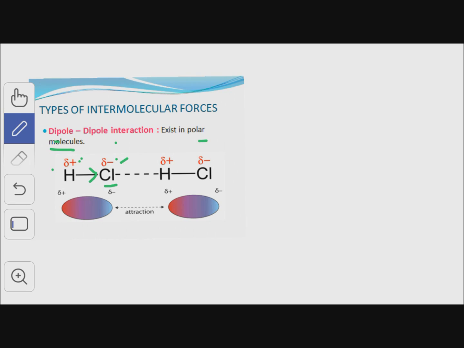And the attraction between Cl negative and H positive is called dipole-dipole interaction, in which two HCl molecules are bonded with the dipole-dipole interaction. This is the dipole-dipole attraction because here two HCl molecules form two dipoles, and the negative charge attracts the positive charge. These are permanent dipoles in HCl.